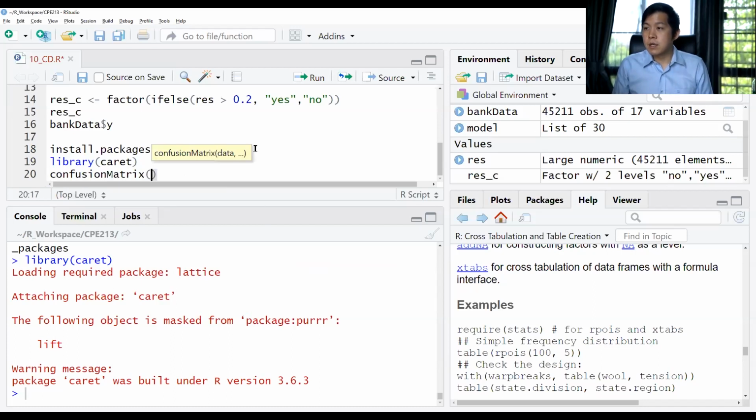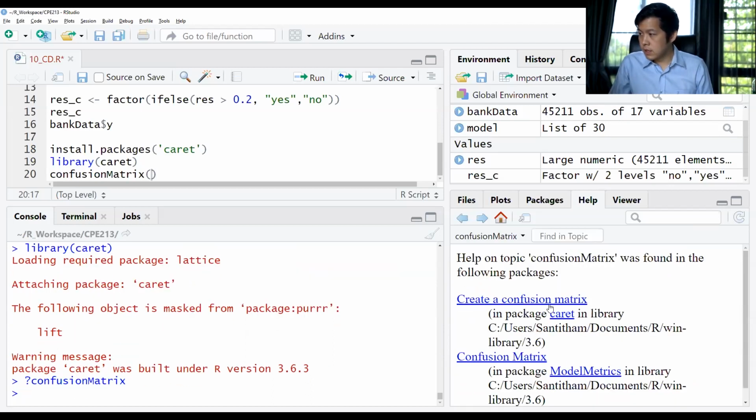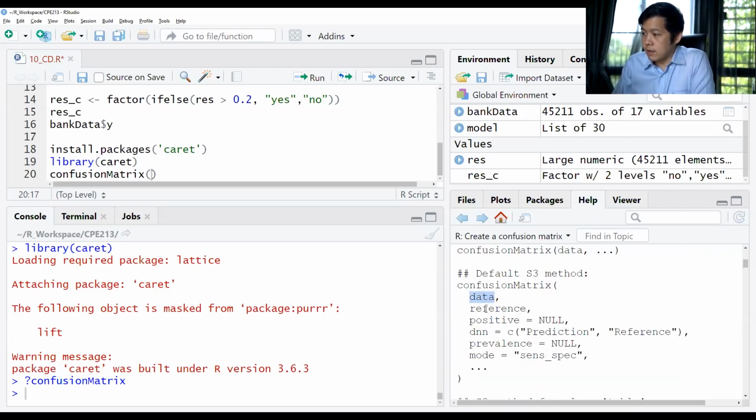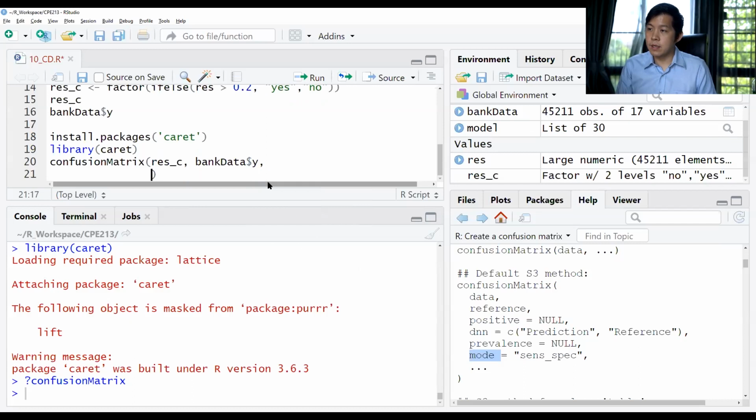Confusion matrix. We can look at the help first. In help, it tells you that this confusion matrix takes in data, reference, positive, and mode. Data means the predicted data that we have, which is res C. The reference is the actual one, which is bank data, the column Y. And positive means the positive class is the yes class, right?